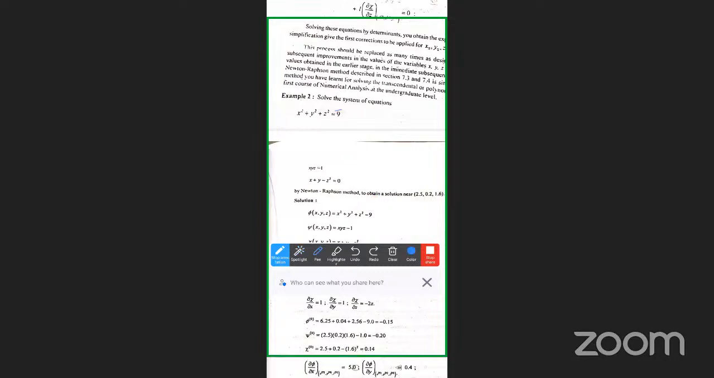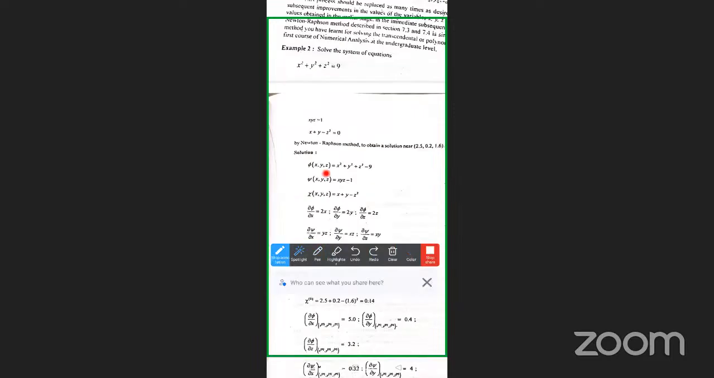Example: solve the system of equations x square plus y square plus z square is equal to 9, x into y into z is equal to 1, x plus y minus z square is equal to 0, by using the Newton-Raphson method. He has given zeroth iteration values x naught is equal to 2.5, y naught is equal to 0.2, z naught is equal to 1.6. So the first equation is pi, this is psi, next gamma. So these are the given equations.